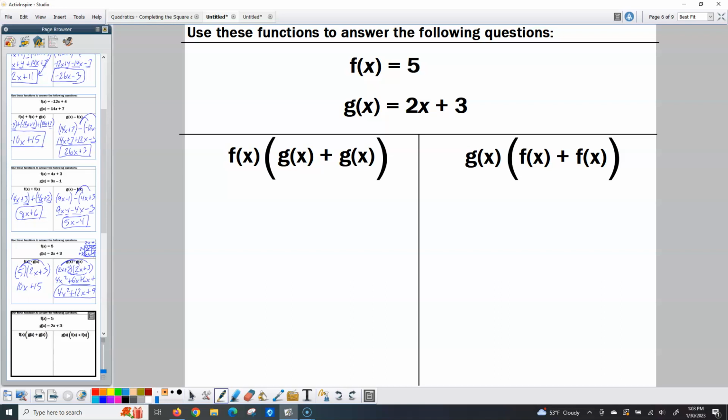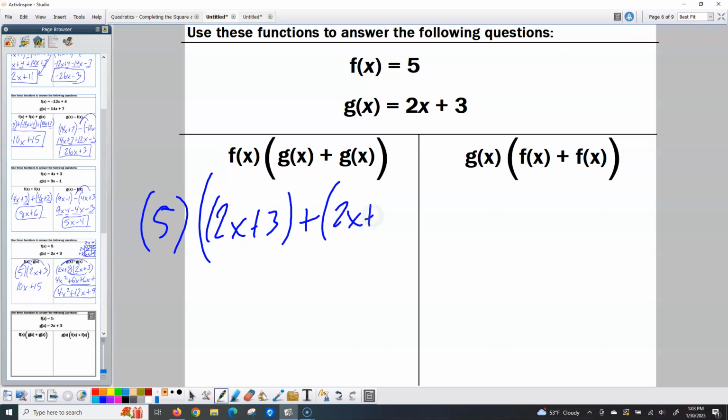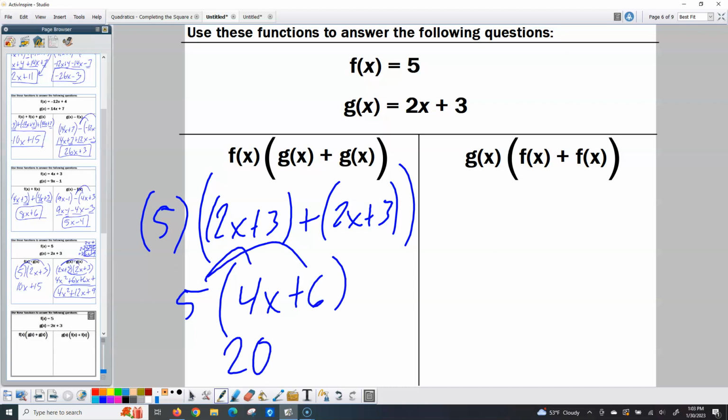Same kind of ordeal here. It's just a matter of getting it all set up correctly. So you got f of x, that's 5 times g of x plus g of x. That's 2x plus 3 plus 2x plus 3. So that's 5 times, I think, 4x plus 6 inside the parentheses. And then I'm going to distribute. That's 20x plus 30.